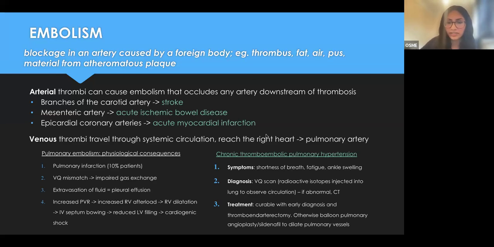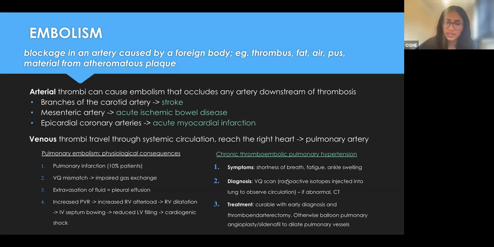And then an interesting clinical point that you can link in here is chronic thromboembolic pulmonary hypertension. So this is essentially where you get chronic thromboemboli in the lungs. And it manifests again as shortness of breath, but also ankle swelling and fatigue.